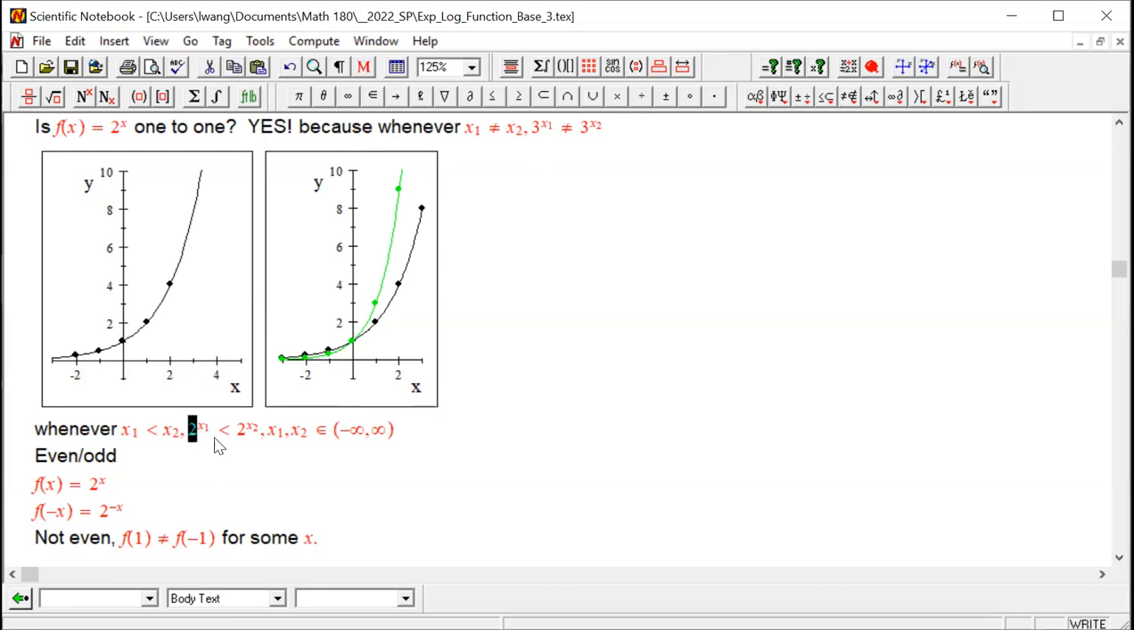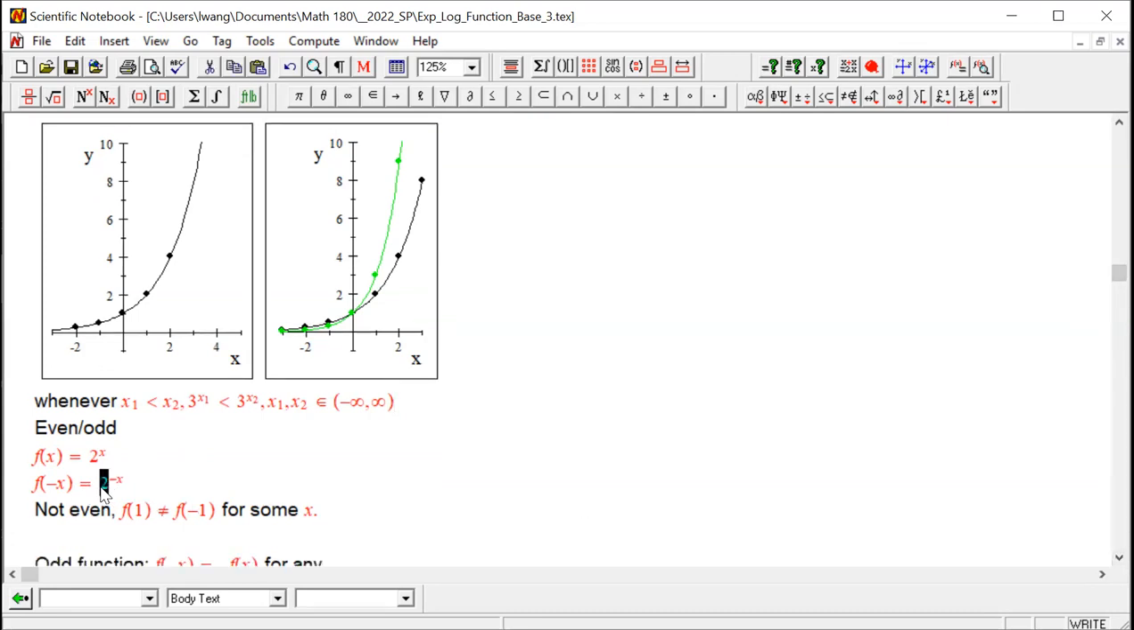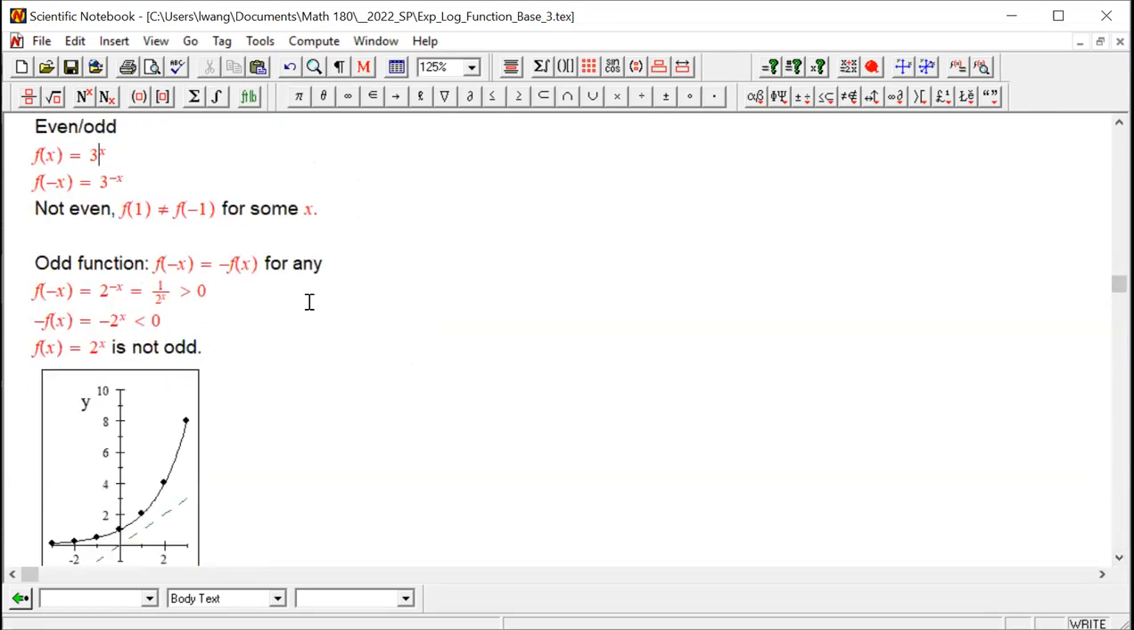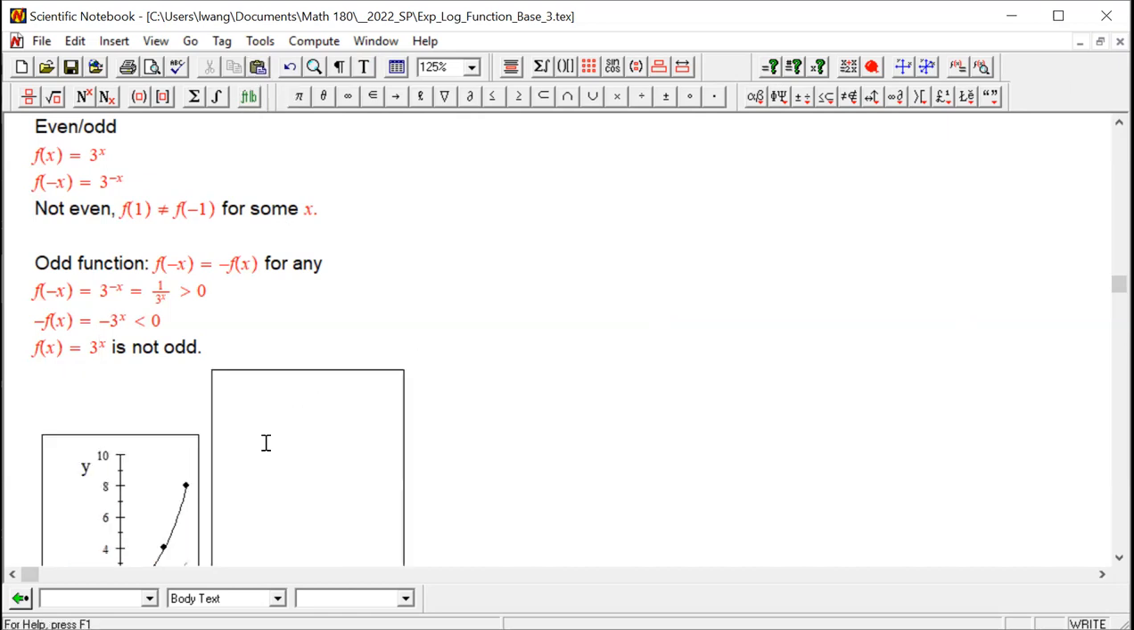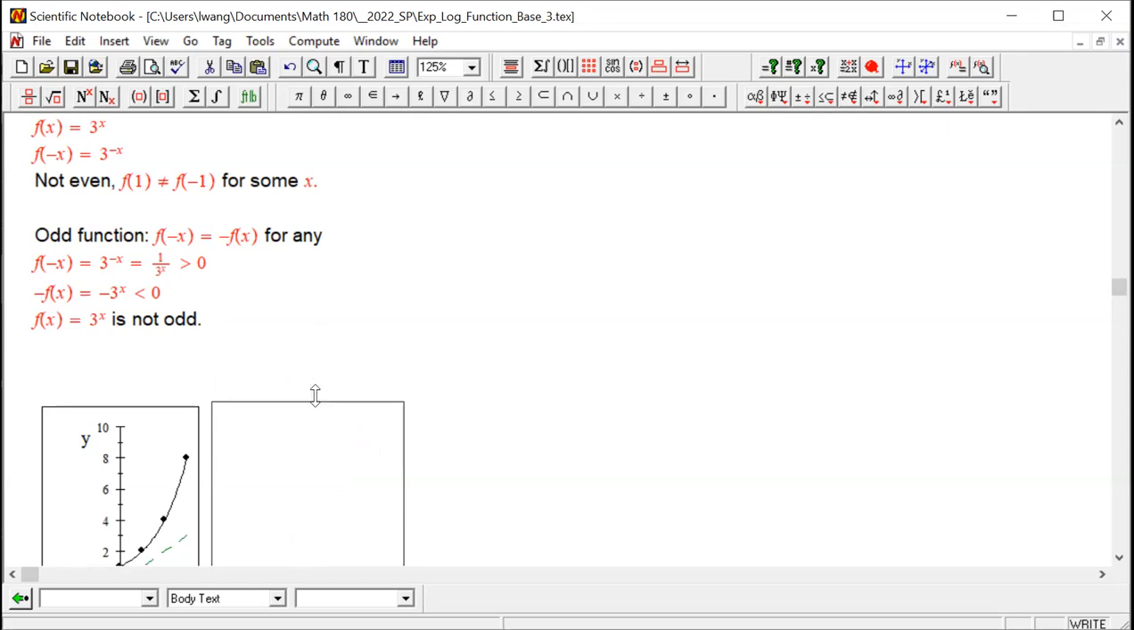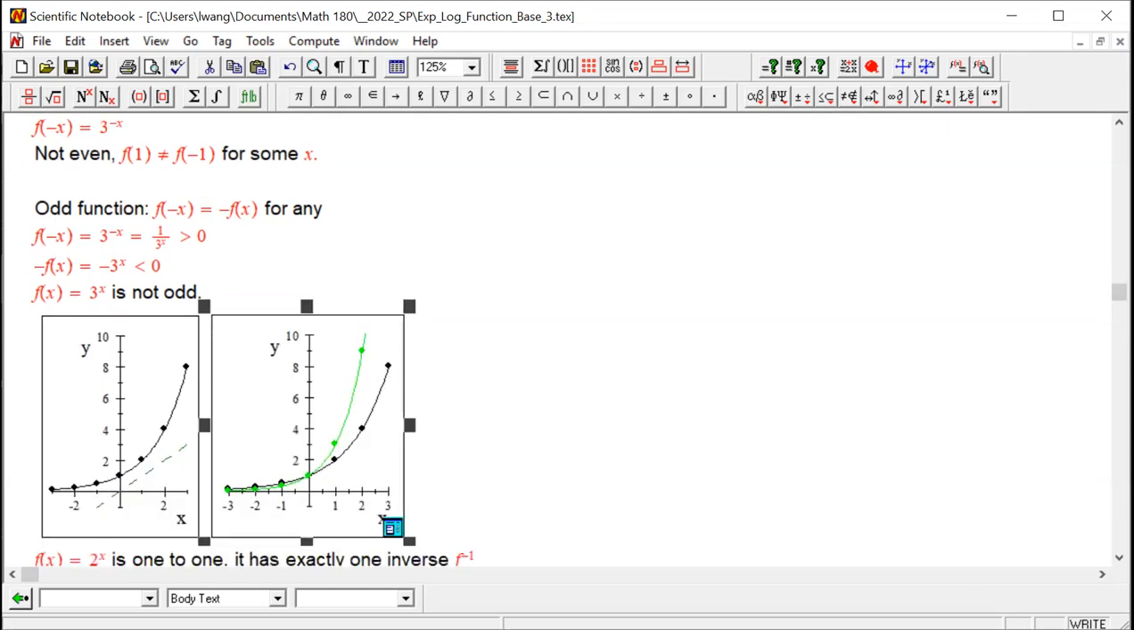By the definition of increasing function, whenever input 1 is less than input 2, the output for input 1 is less than the output for input 2. So it is an increasing function. Even odd? No. They are neither even nor odd, for similar reason. At this point, you may like to derive. There's no symmetry about the y-axis, right? So they're neither even nor odd.